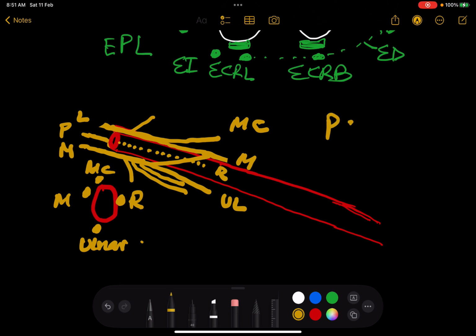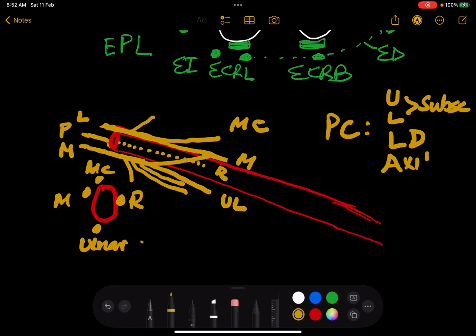From the posterior cord you have the upper and the lower subscapular, which supplies the subscapularis muscle. The nerve to latissimus dorsi. And then you have the axillary nerve, which supplies teres minor and deltoid. I am sorry, you will have to remember this origin of nerves in this manner.